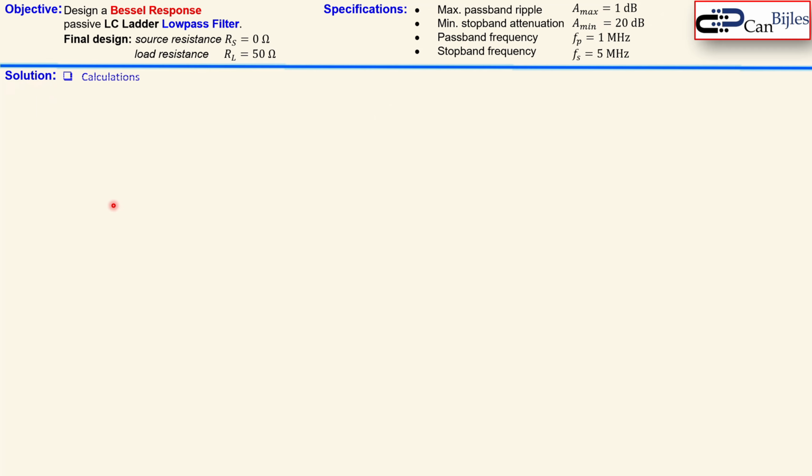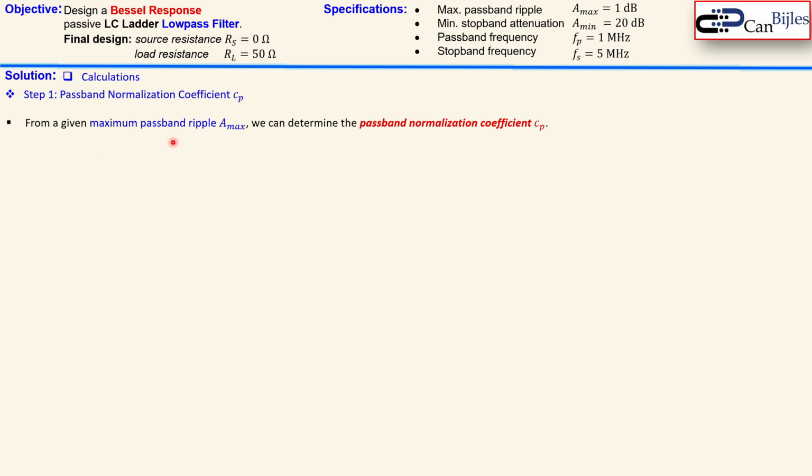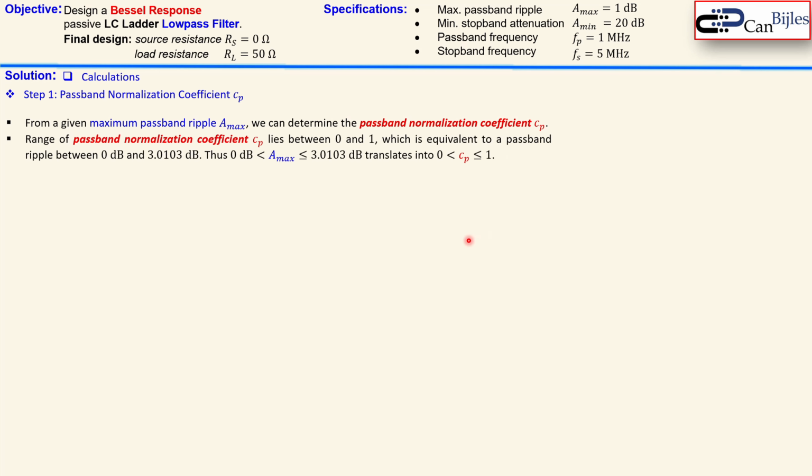Okay, let's go look at our solutions. First, the calculations. Step 1 is the passband normalization coefficient we need for our Bessel response. It's called the C sub P. Now, for a given maximum passband ripple, in this case 1 dB, we can determine that normalization coefficient, C sub P. Now, that ranges between 0 and 1, which is a normalization value.